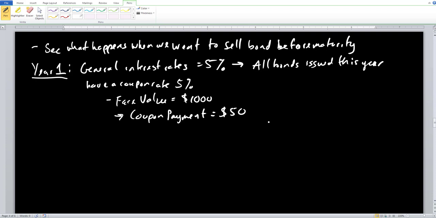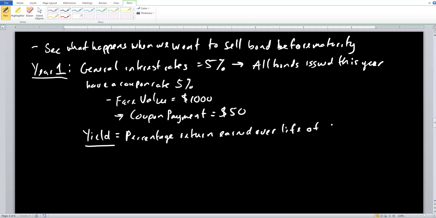In order for us to find out the fair market value of the bond, we need to introduce the idea of the yield. The yield is just a really fancy way of saying what the return of the bond is: the percentage return earned over the life of a bond. Anytime we talk about the return on your investment in the bond market, we consider this to be the yield, or the interest rate, we can sort of say.